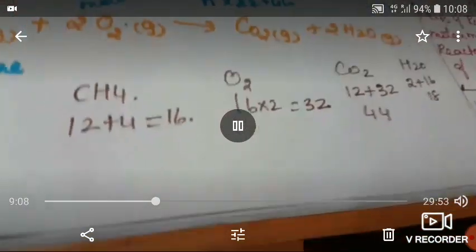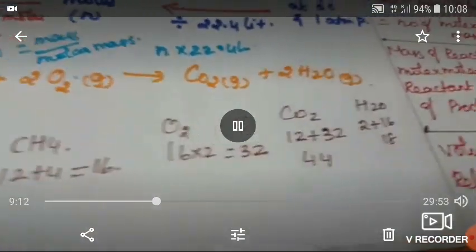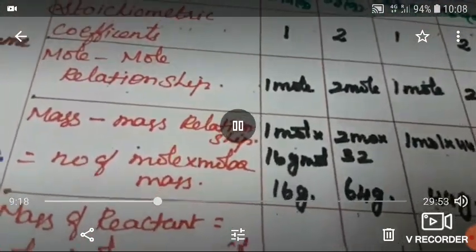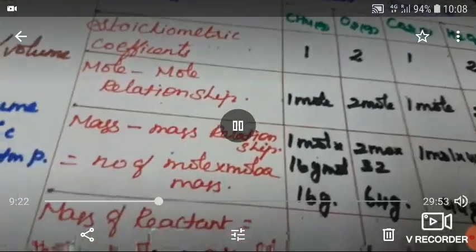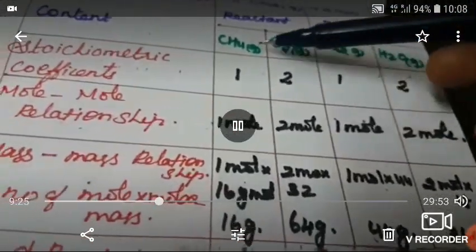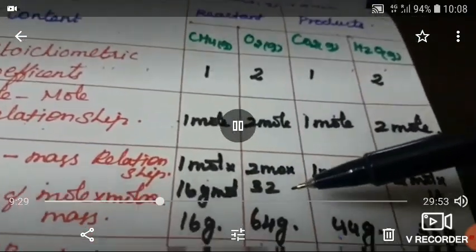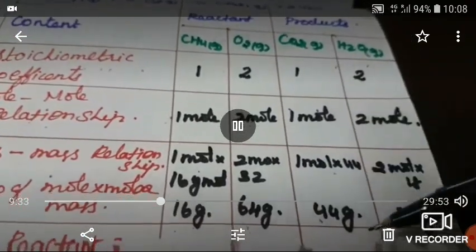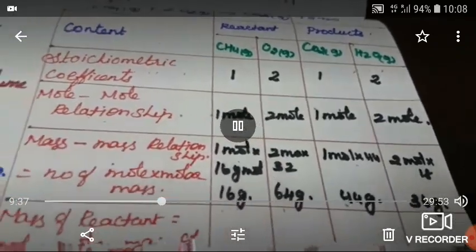Now what is the mass relation? Methane is 16, oxygen is 32 and carbon dioxide. How to calculate the mass relationship? 1 mole is equal to, so that is 1 mole into 16 gram per mole. So that is 1 multiplied by 16, that is methane molecular mass, that is 16 gram. Then oxygen, 2 mole into 32, that is 64 gram. Then carbon dioxide 1 mole multiplied by 44, water 2 mole multiplied by 18, that is 36 gram.